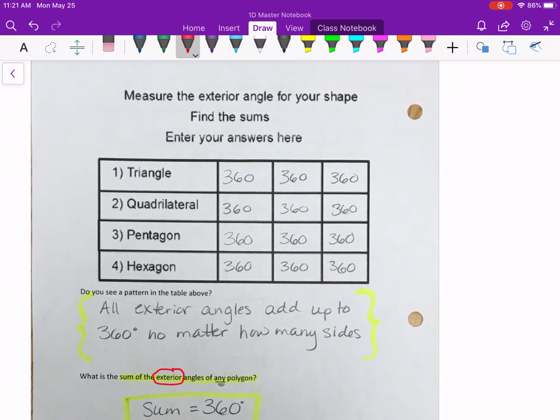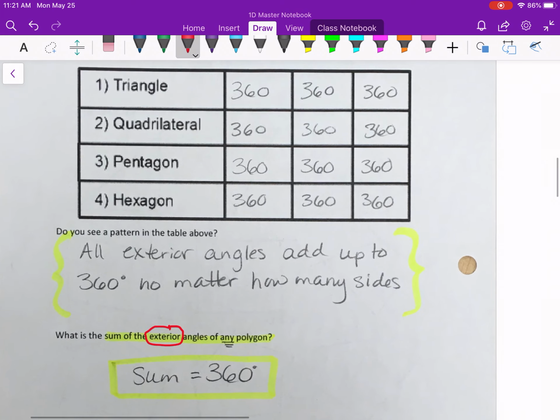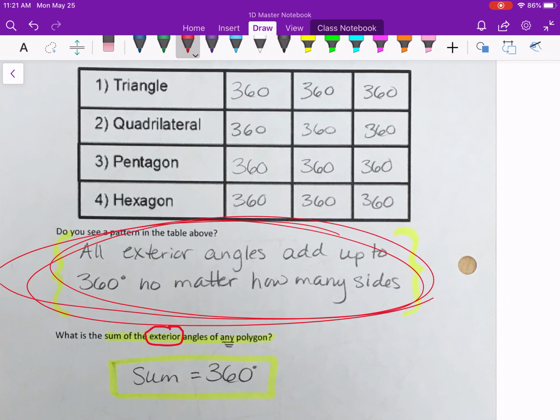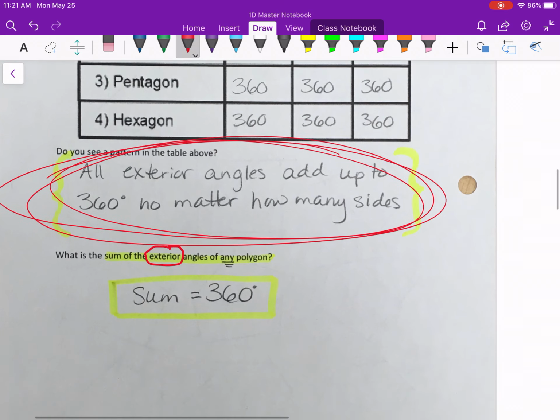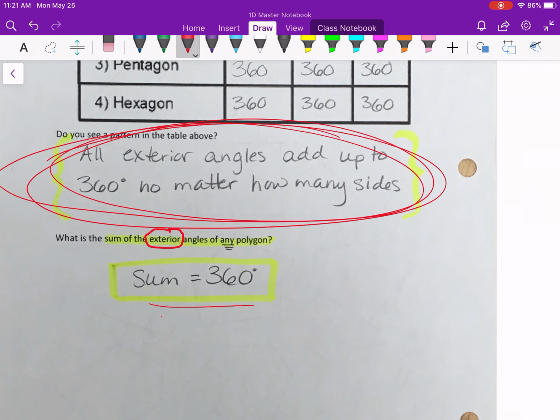As you can see, it's summarized for us in this table. All exterior angles add up to 360, no matter how many sides. That's worth circling. What is the sum of the exterior angles of any polygon? 360. That's just saying it in different words. All right? So that's exterior angles. Always add to 360.